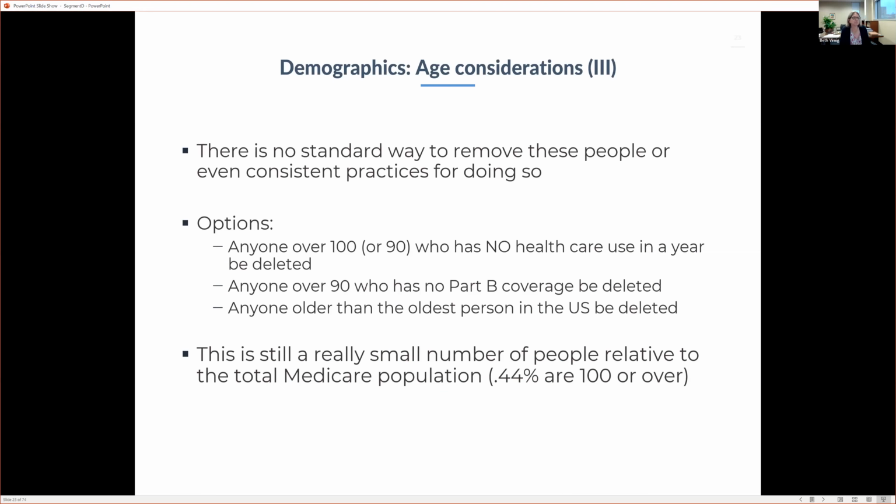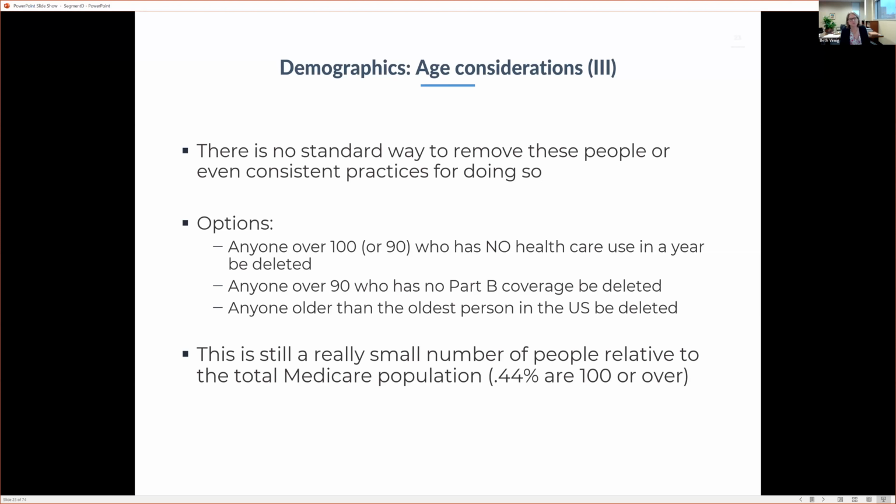There's no standard way to remove these people or even consistent practice about whether you should or how you should. We can get silly and say anyone older than the oldest person in the United States should be deleted. Personally, I would do either anyone over some age, say 100, who doesn't have a single healthcare visit in a year could be removed, because they probably aren't alive, because it's hard to imagine them not getting anything at all.